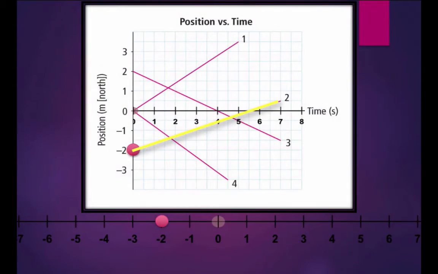Line 2 represents an object at position negative 2 meters north. Negative represents the opposite of north, south. So the object will start 2 meters south of the reference point and move to half a meter north of the reference point in 7 seconds.